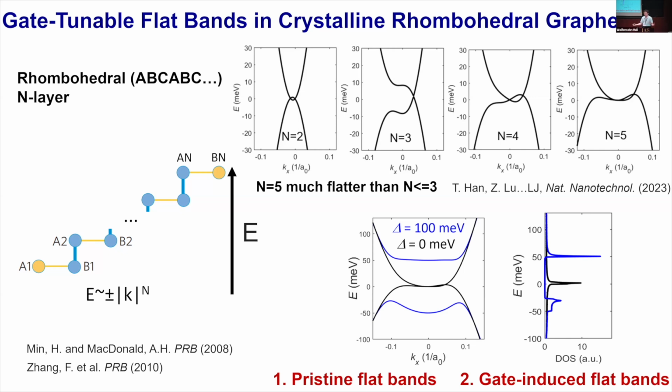You don't even need gating. Of course, you don't need twisting or moire. And this structure has another advantage of gate tunability. If you apply a vertical electric field by applying the gate voltage, you can break the degeneracy between A1 and the Bn here, and that potential energy difference will correspond to a band gap opened here at around zero energy.